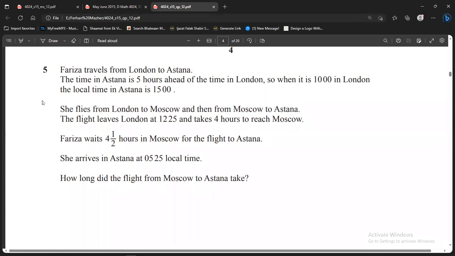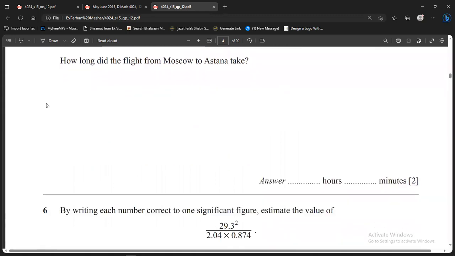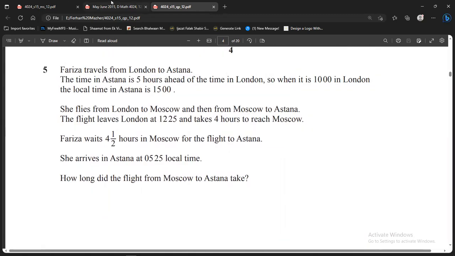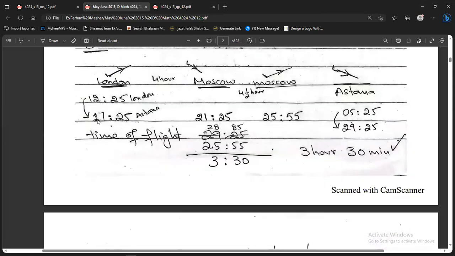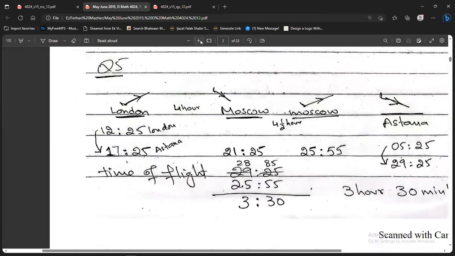The flight leaves London at 12:25 and takes 4 hours to reach Moscow. Fariza waits 4 whole 1 by 2 hours in Moscow for the flight to Astana. She arrives in Astana at 5:25 local time. How long did the flight from Moscow to Astana take? It's a 2 marks question, a typical question on time. So try to understand this.